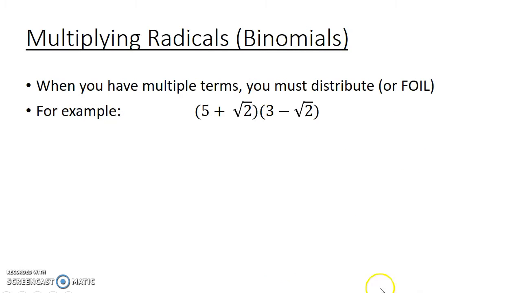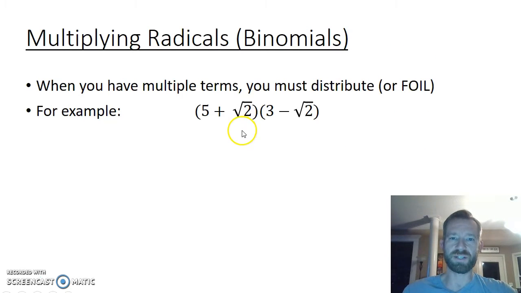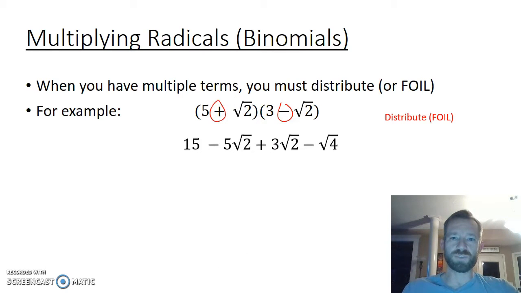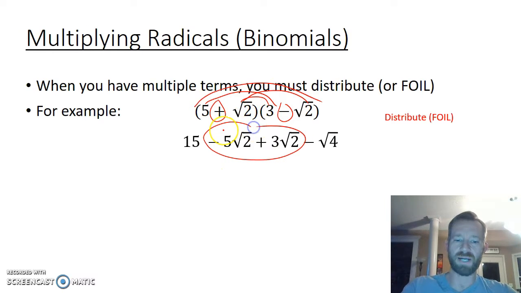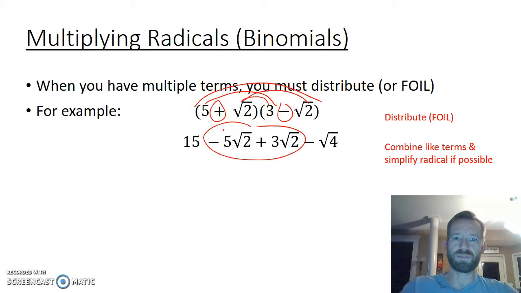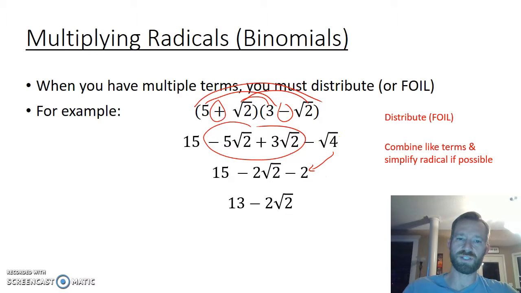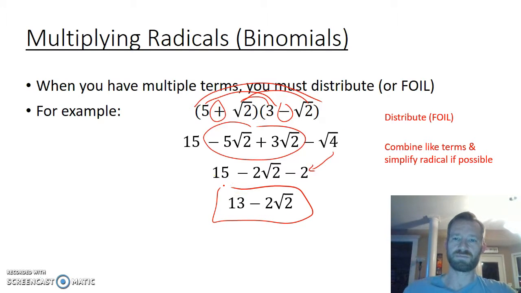All right, now we're going to deal with binomials. Well, binomials are a little bit different. When you see a binomial, it's because you have these addition or subtraction signs. So we're going to distribute. In other words, FOIL. So we just go ahead and multiply this out. 5 times 3 and 5 times radical 2 and radical 2 times 3 and radical 2 times radical 2, and we get all these terms. Go ahead and combine what we can combine and simplify this radical. So we get there. You notice that radical 4 turns into 2, and then 15 minus 2 is 13. So there's our final answer. So it's the foiling problem if you have a binomial.